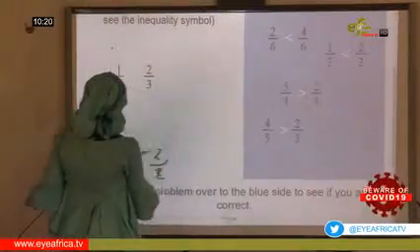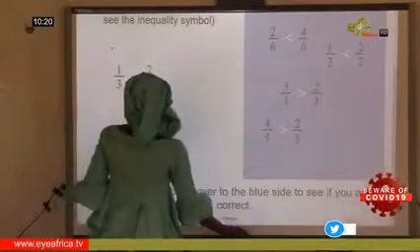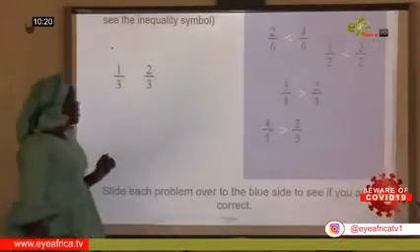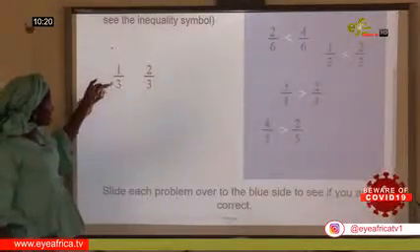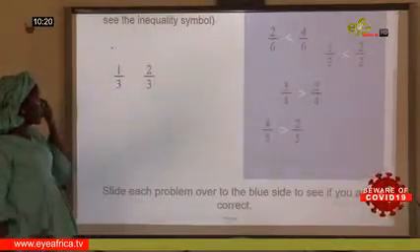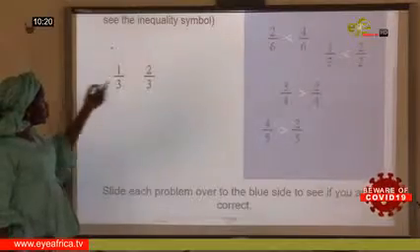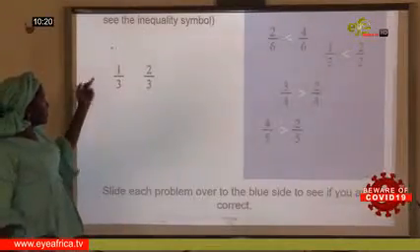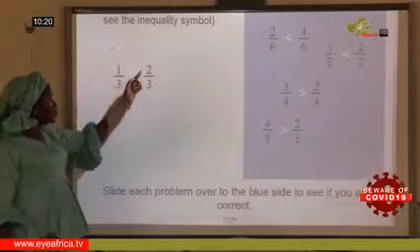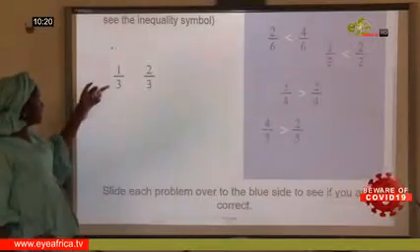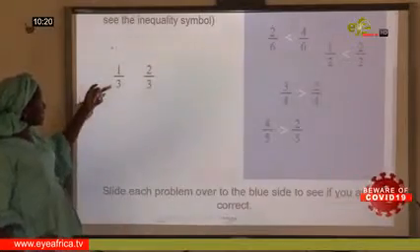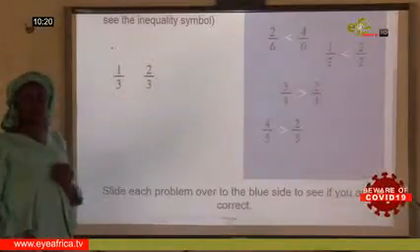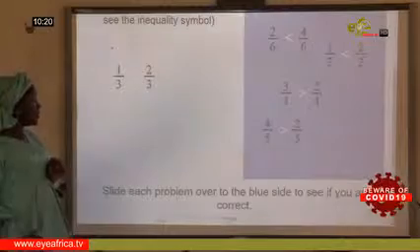The last set there is 1/3 and 2/3. Which inequality symbol suits here? Is it 1/3 less than 2/3, or 1/3 greater than 2/3, or 1/3 is equal to 2/3? Which symbol suits there?